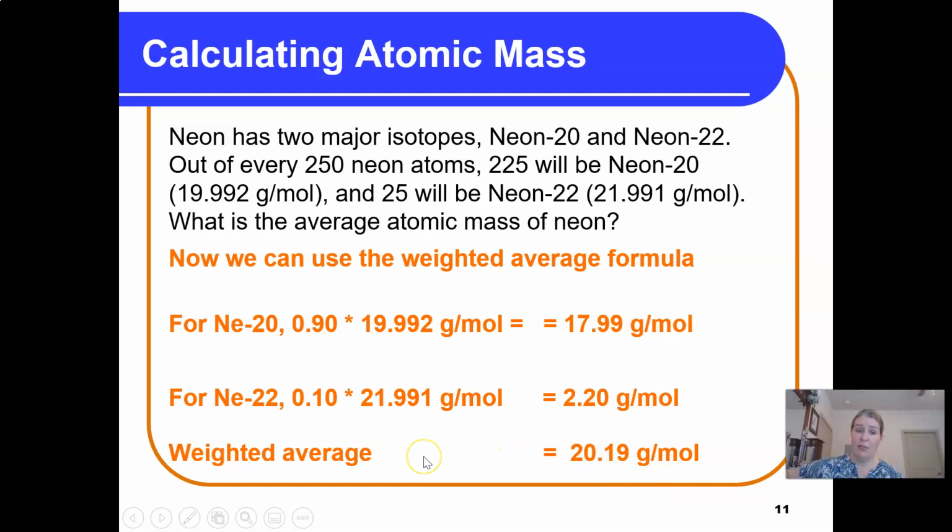One of the most common mistakes people make with a weighted average is they take this number and then divide it again. Don't do that. You already took care of the division step when you were dealing with making this an abundance or a decimal. Remember, when you calculated that, you did that by dividing by 250. So don't do it again at the end. Okay. So there's how to use a weighted average to calculate the average atomic mass, incorporating all of the different isotope data.